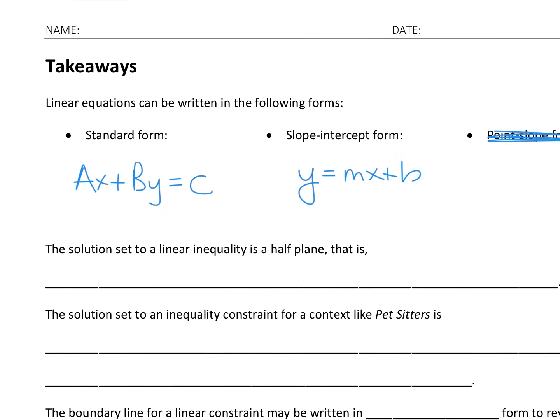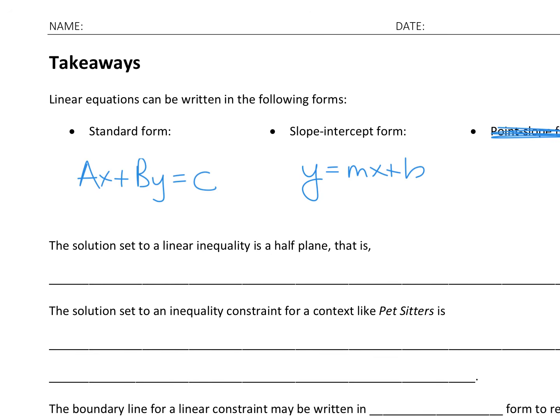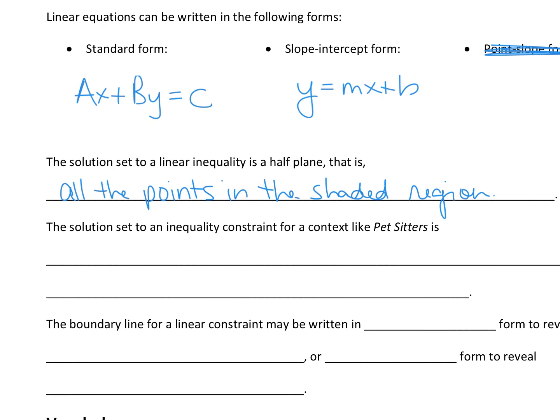The solution set to a linear inequality is a half plane. That is, it's the set of all points in the shaded region. Okay, so I'm just going to say it's all the points in the shaded region. The solution set to an inequality constraint for a context like pet sitters is all the solutions that are in both shaded regions.